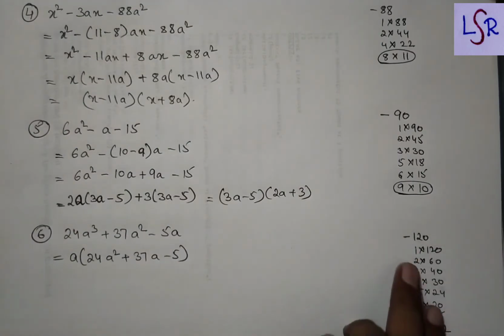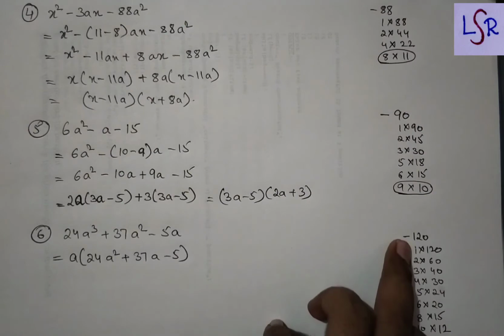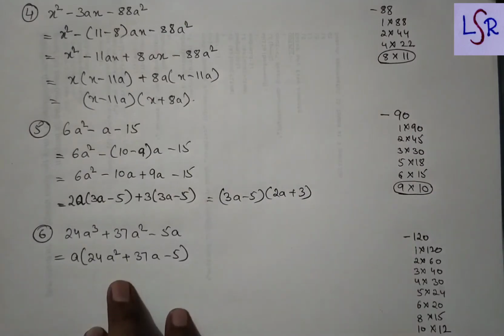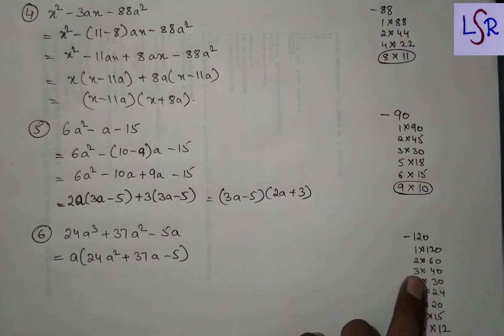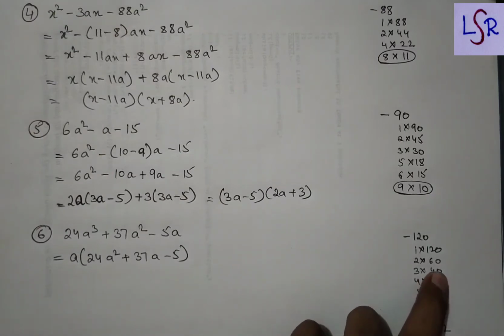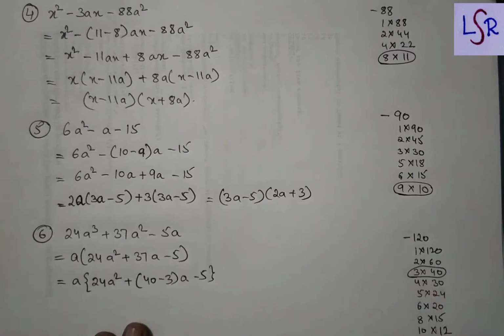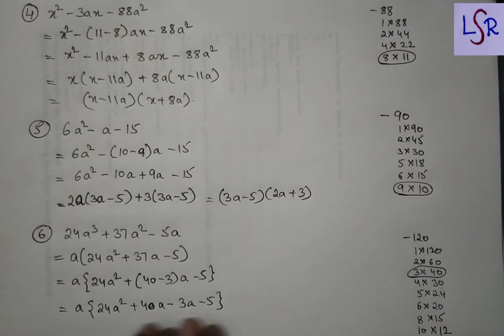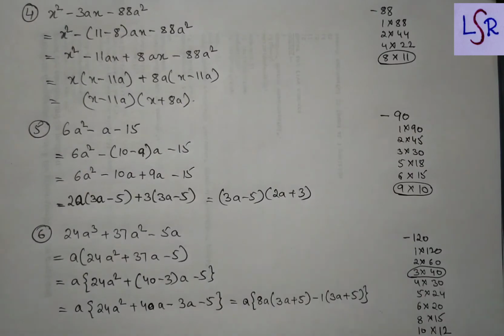Now here we are having a minus sign. Now we have to choose two of the numbers which are to be subtracted to get 37, and for that we can choose 3 and 40 because the difference of these two is 37. Here we have split 37 into 40 minus 3, and now we are going to open the bracket. After opening the bracket, we are going to take the common from the first two and these two.